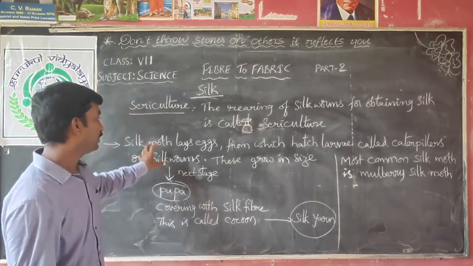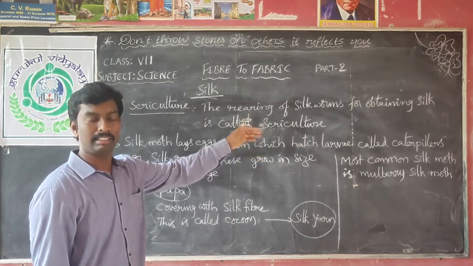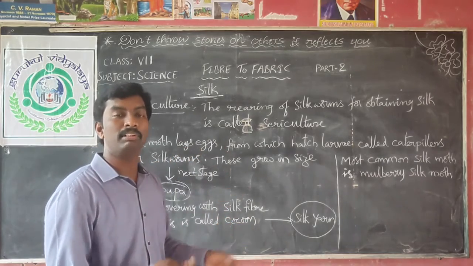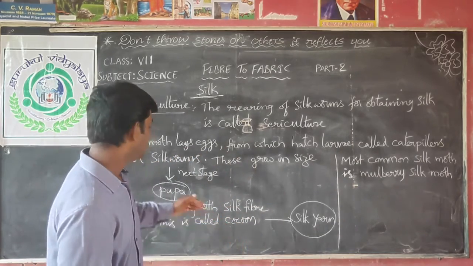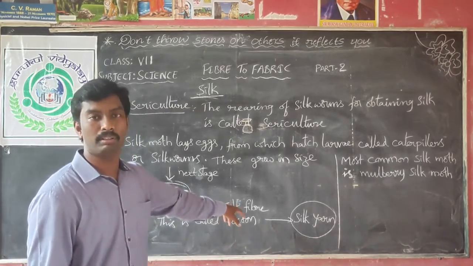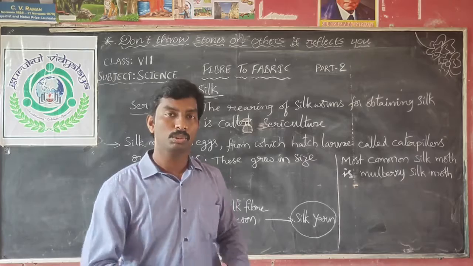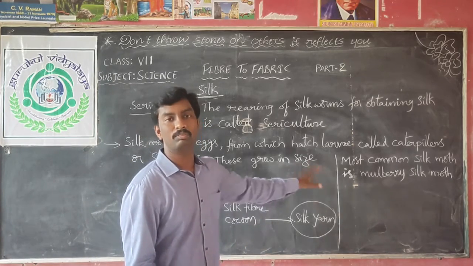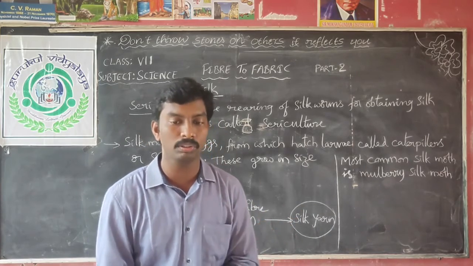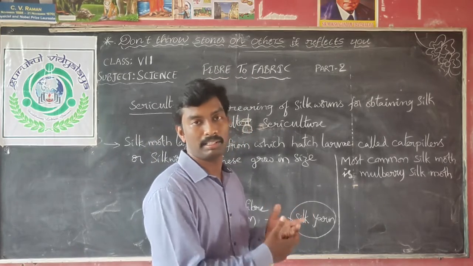The first process: after the female silk moth lays eggs, they become caterpillars or silkworms. The silkworms grow in size. In the next stage they become a pupa, which is covered with silk fiber. The pupa covered with the silk fiber is called a cocoon. The cocoons are later converted into silk yarn, and after processing, that yarn is converted into fabric.